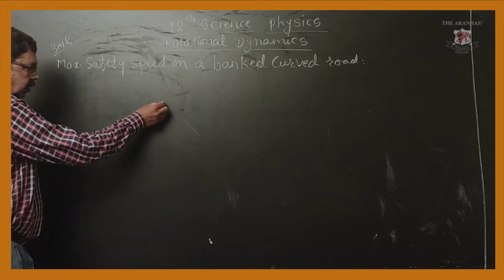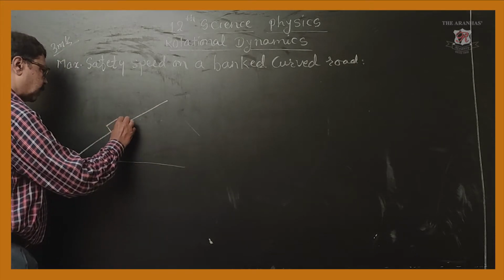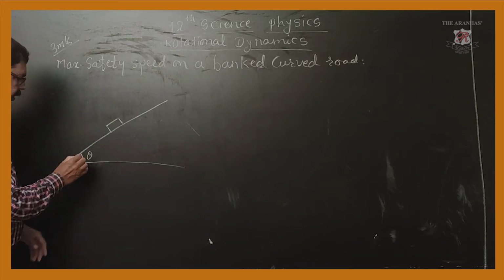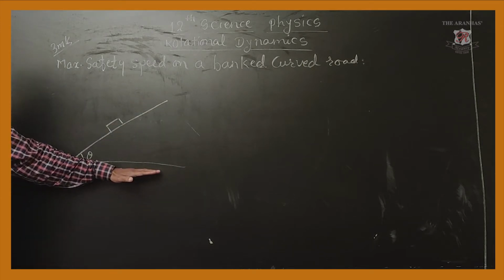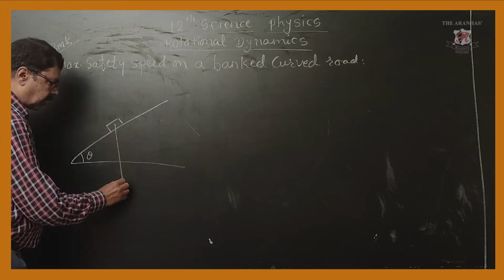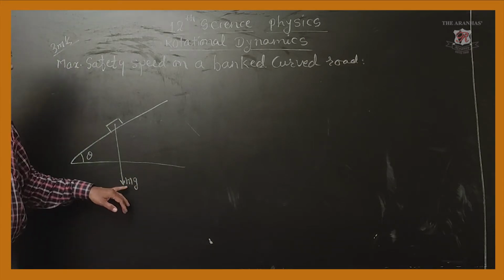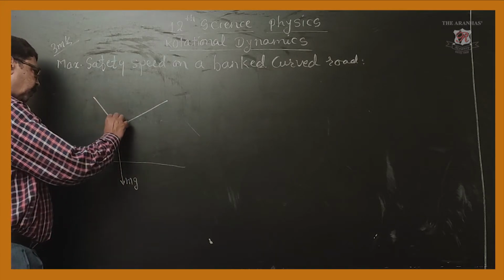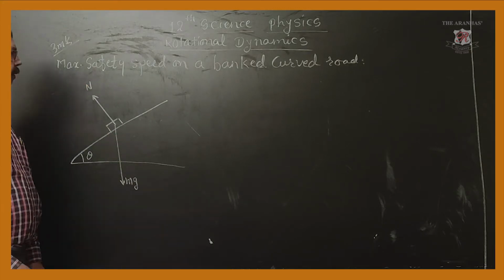So, we will again consider all the forces acting on the vehicle. Assume that this is a road banked at angle theta. Means the road is making an angle theta with the horizontal. As I told you in previous derivations, the first force that you will consider acting on the vehicle is mg, that is the weight of the vehicle. The second force, it will be normal reaction denoted by letter N.